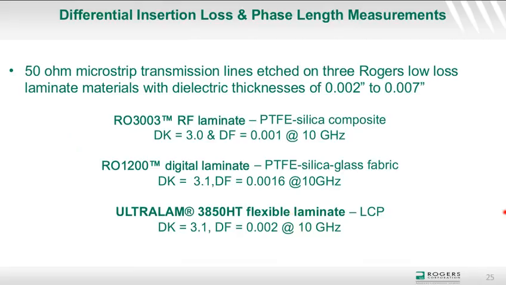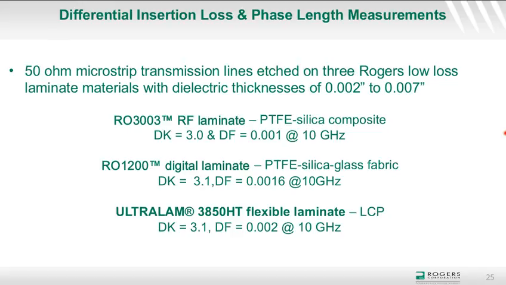Okay, now we'll get finally to making some electrical measurements and showing the data. In this case, we're looking at 50-ohm microstrip transmission lines that have been etched into three Rogers low-loss laminate materials with dielectric thicknesses from 2 to 7 mils. RO3003 is an RF laminate. It's a PTFE silica composite with a dielectric constant of about 3 and dissipation factor of 0.001 at 10 gigahertz.